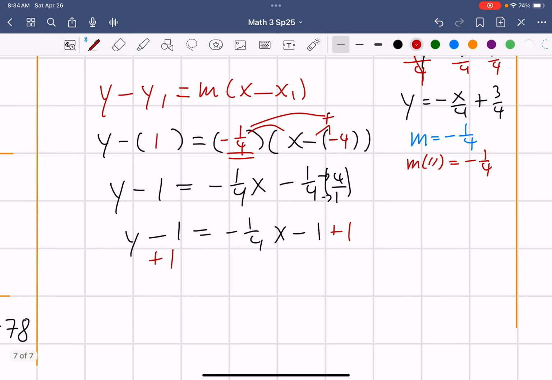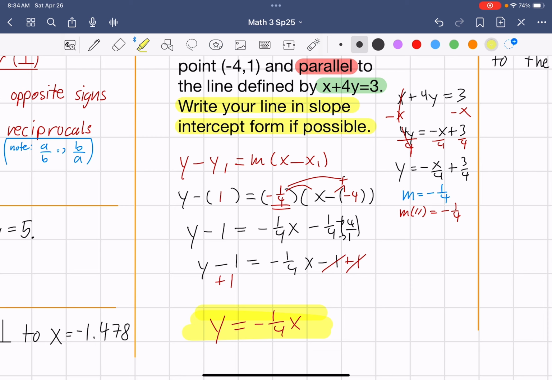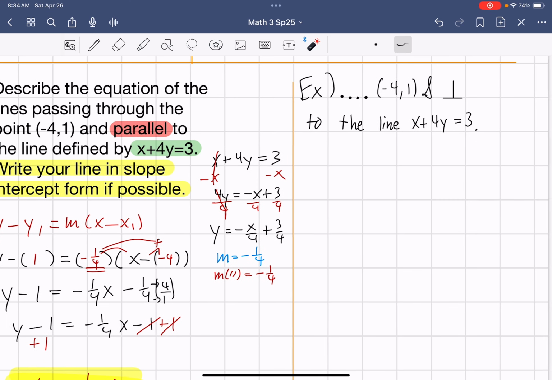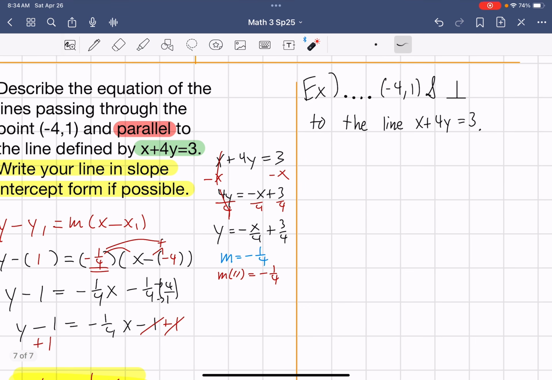And that leaves me with y is equal to -1/4 x. And then the -1 and +1 cancel. And that leaves me with my linear equation. That's parallel. And if you notice, the y-intercept here is 0, 3/4. This one, 0, 0. And like I said, at any point you can try to pause these and try to do them. So let's do the exact same problem.